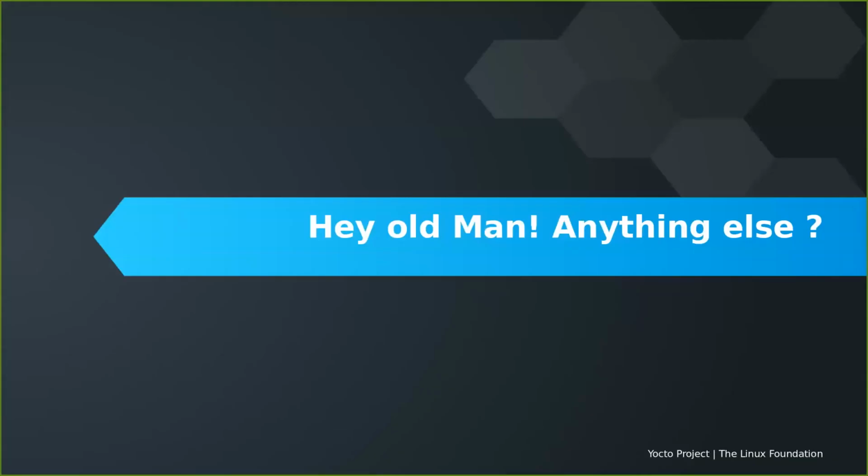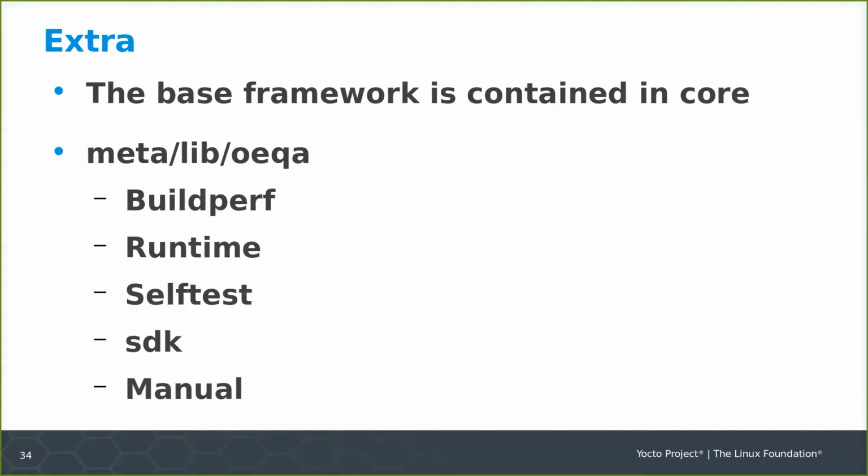Now this is a transitional piece. How can somebody maybe use some of this stuff? The base framework is contained in core, so it's available for everybody. If you want to know where everything resides, it's in meta/lib/oeqa, and it's organized by directory. So buildperf is in there, runtime, selftest, SDK, and manual. If you want to look at what they look like, that's where it is.